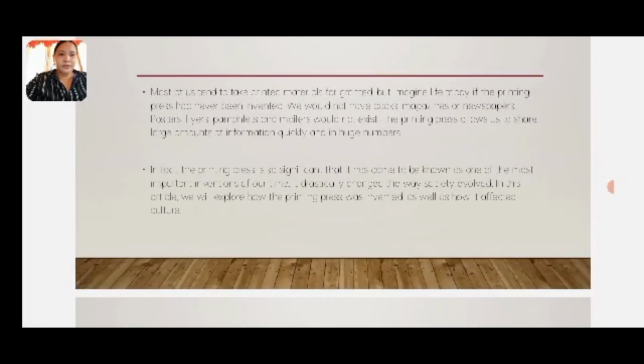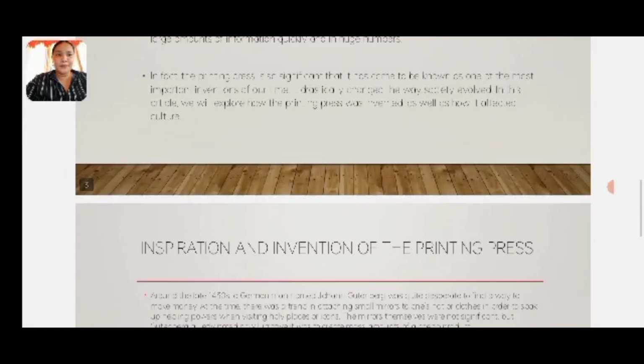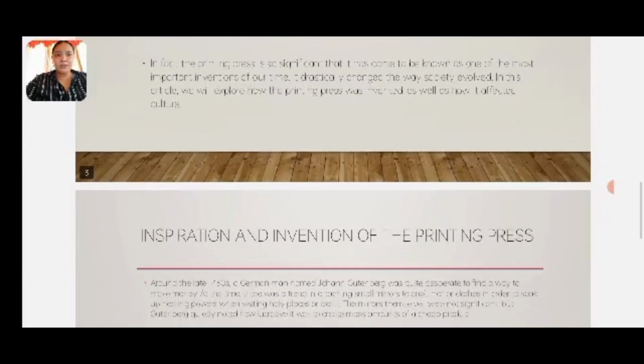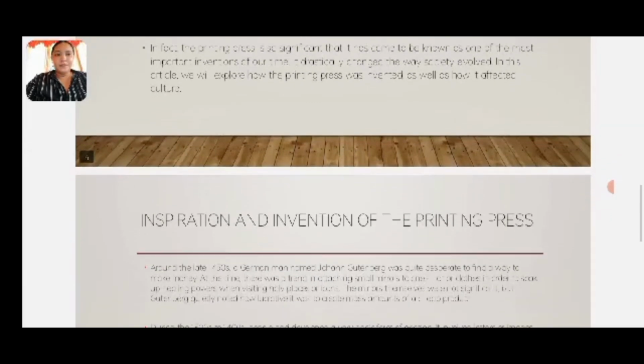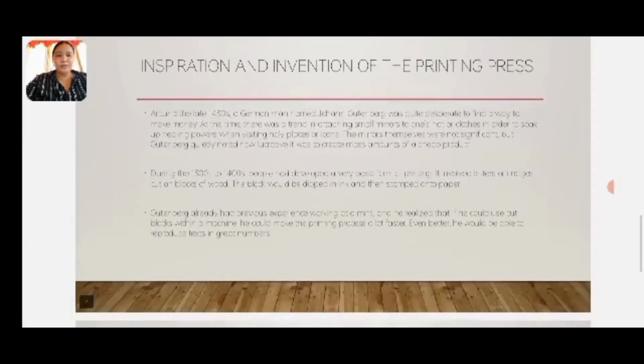In fact, the printing press is so significant that it has come to be known as one of the most important inventions of the time. It critically changed the way society works. In this article, we will explore how the printing press was invented, as well as how it affected culture. History and invention of the printing press.